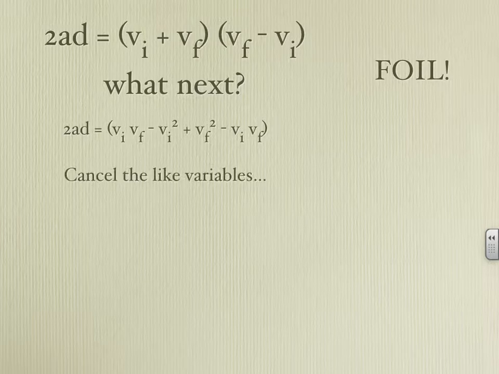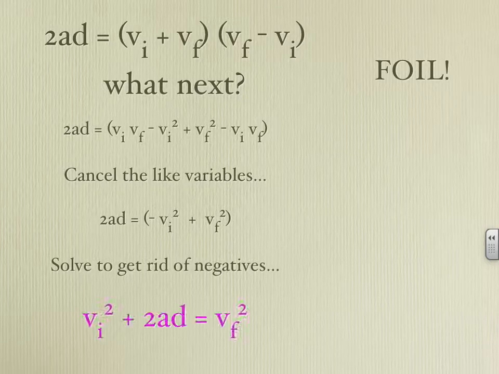Then you say to yourself, hey, look, here's a positive VI, VF, and here's a negative VI, VF, and those are going to cancel each other, and that's going to leave me that. And again, I don't like that negative thing, so instead of having a negative on this side, I'm going to pop it over to the other side and make it positive, and it's going to look like that.